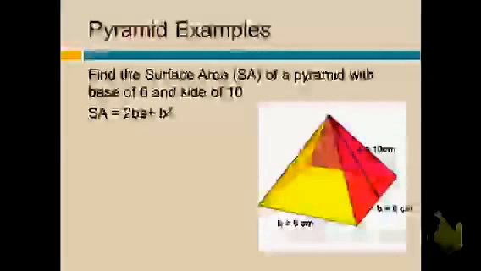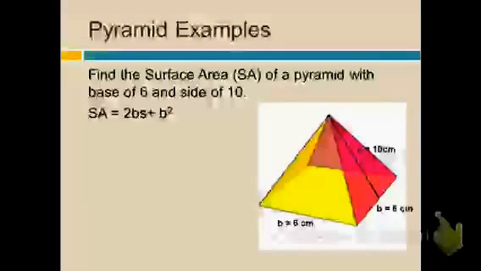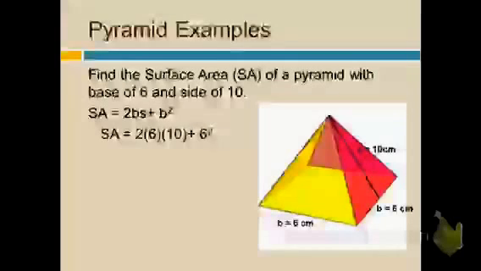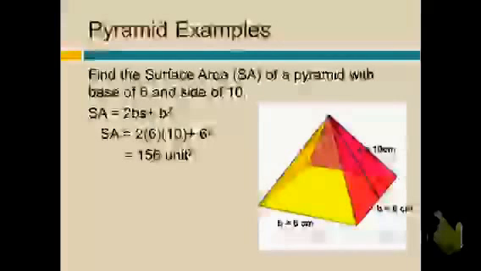So to find the surface area of a pyramid with a base of 6 and a side of 10, we will use the formula surface area equals 2 times the base times the side plus the base squared. We'll substitute 6 for the base and 10 for the side, and when we simplify, we find that our surface area is 156 units squared.